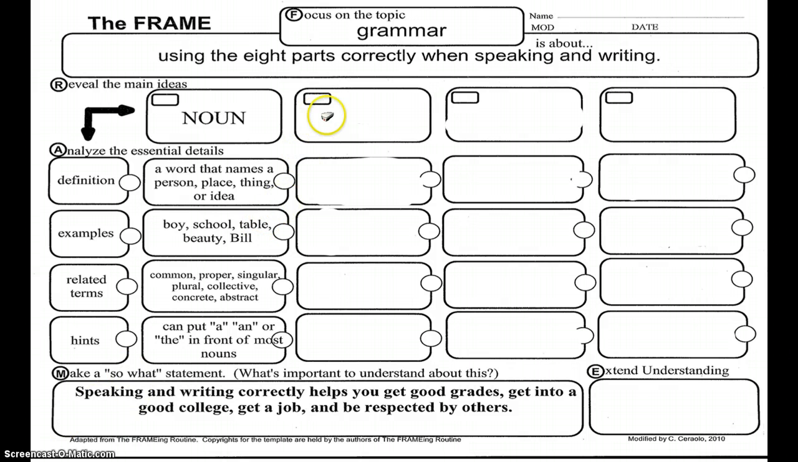Okay, and our second part of speech then is a verb. And we said every sentence has to have a verb. So for this one, we actually started thinking about what are some examples of verbs first.